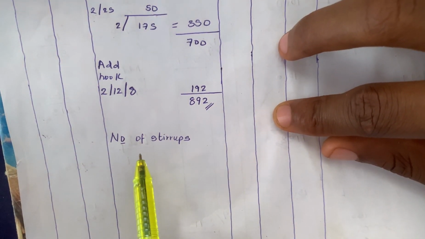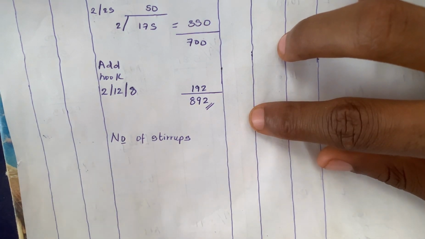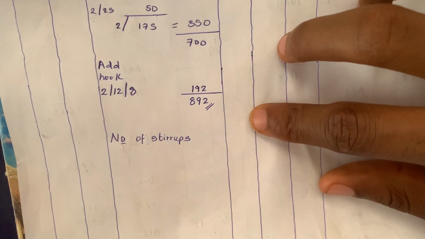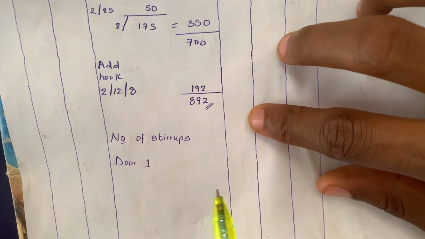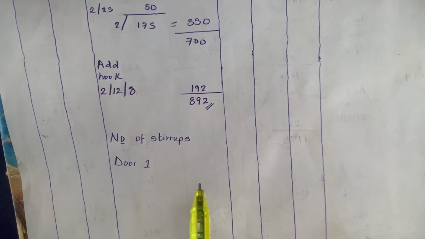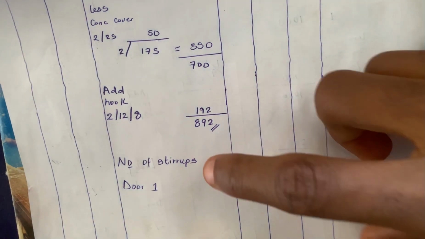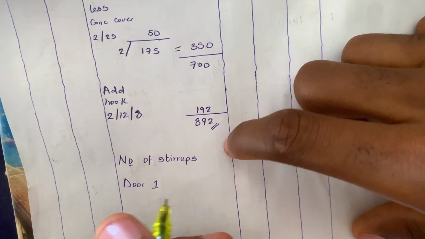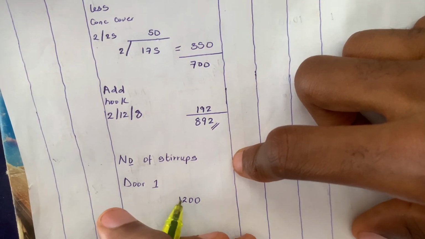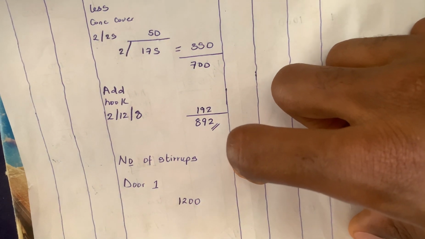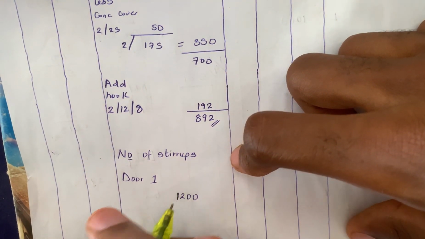So now we want to know the number of stirrups in the reinforcements inside the lintel for door one. So what we need to do now is this: we'll write door one. You need to take the length of the reinforcement without adding the hook from both sides, and from our previous calculation, the length of the reinforcement when you haven't added the hook on both sides is 1200. So you refer to our previous calculation on the length of the reinforcement. So you know that the length is 1200.